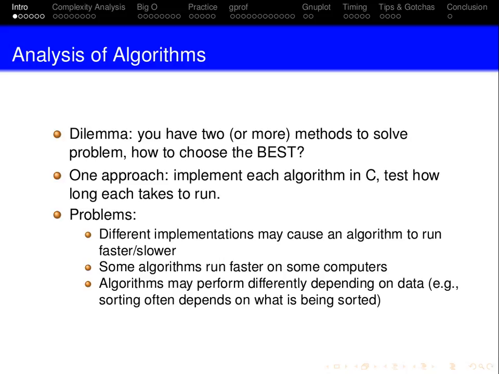Okay. So one approach I was trying to get to is you can implement each algorithm in C or whatever language you want and test how long it takes each one to run. And this can work, but you may have different implementations, which would cause the algorithm to run faster or slower. Some algorithms run faster on some computers and slower on other computers. And they may also perform differently on data. So the problem here is there's a lot of actual variance with your computers that can cause your algorithm to perform either faster or slower. So you need to really determine which one's best.